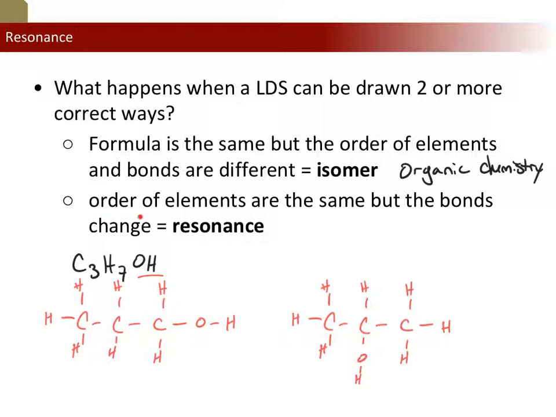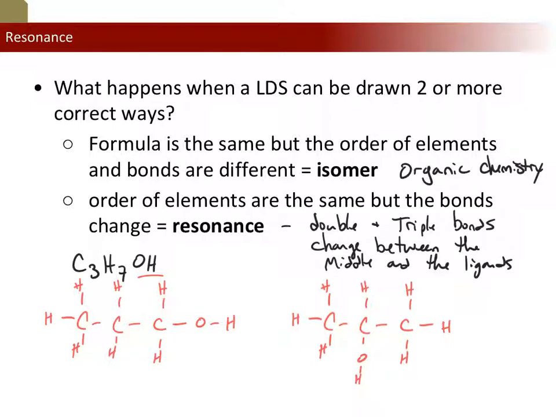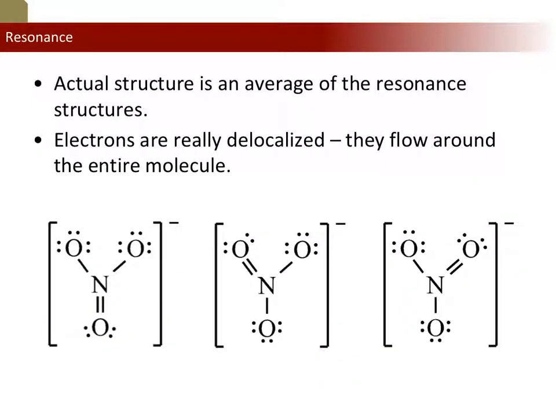But resonance, on the other hand, is when the order of the elements remains the exact same and the electrons just change their position. Usually there's a central atom with multiple ligands, and you're looking at single, double, and triple bonds changing between the central atom and the ligand. So we're going to take a look at resonance right here on this next page.